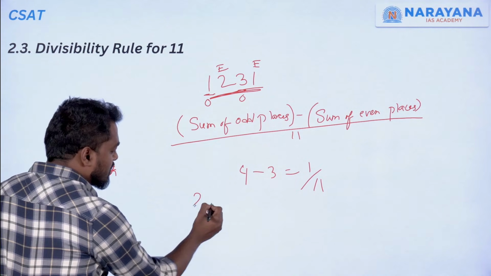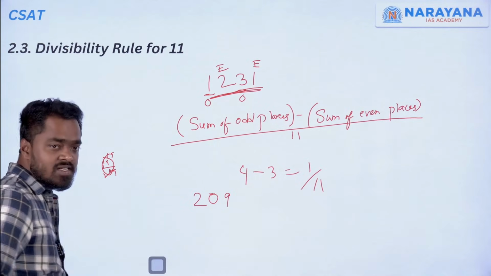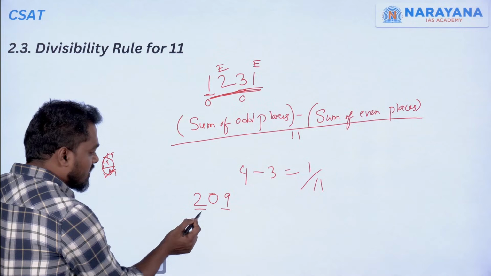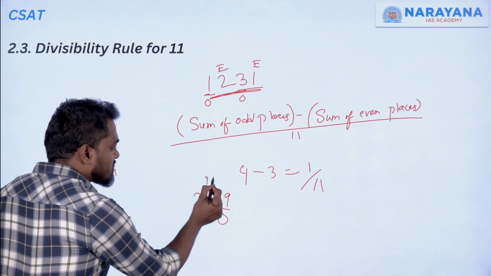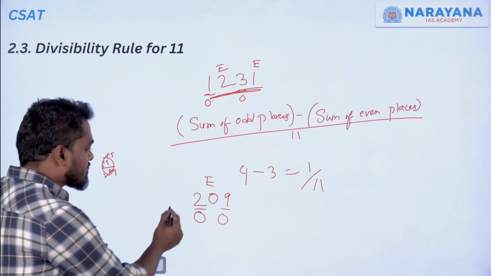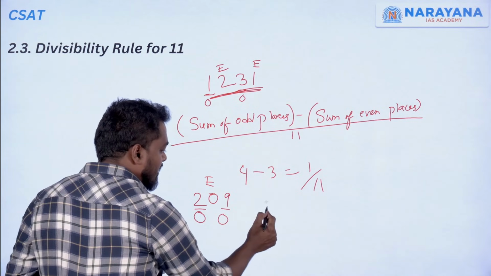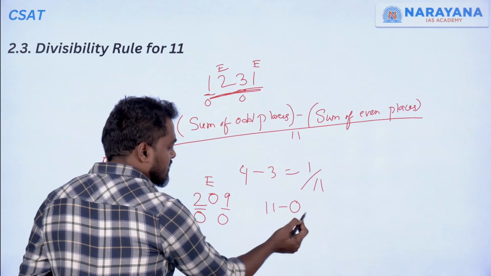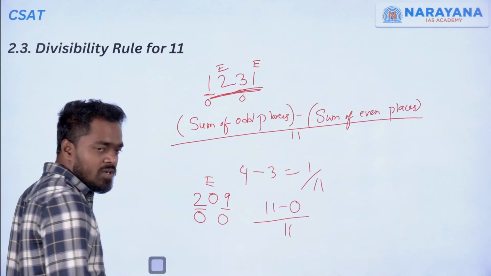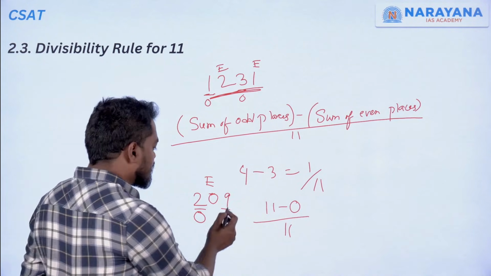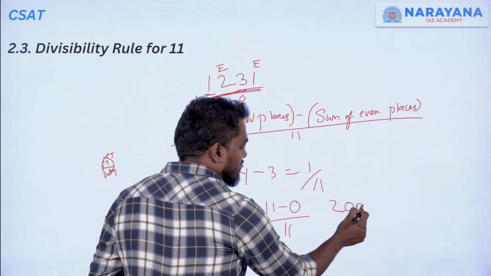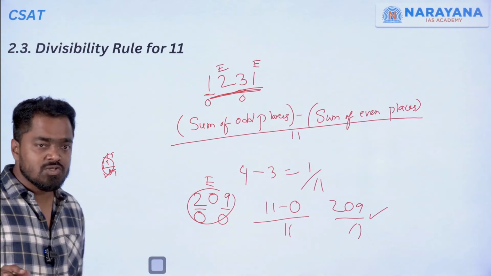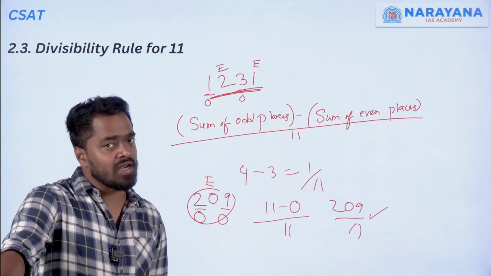take a number 209. 3-digit number. So if you take 1, 3. So these are the odd places. This is the even places. What is the sum of odd places? 2 plus 9, 11, minus what is the sum of even places? That is 0. That is divisible by 11. So 11 ones are 11. So this number 209 is divisible by 11. Understood? So this is the divisibility rule for 11.